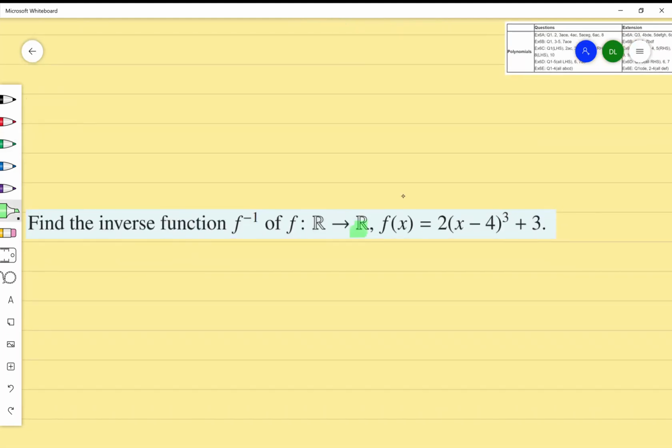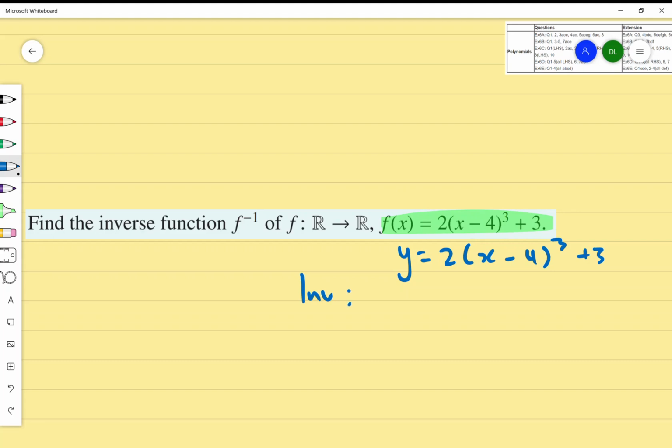We can ignore this part over here and just focus on this function. Would you be okay with me replacing f of x with y? So now I've got 2 bracket x minus 4 cubed plus 3 equals y. If it's an inverse, all we have to do is switch the y and the x. So x equals 2 bracket y minus 4 cubed plus 3. Are we okay with that?